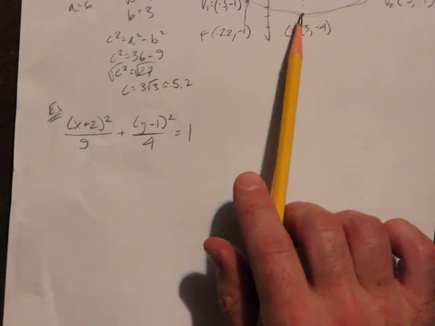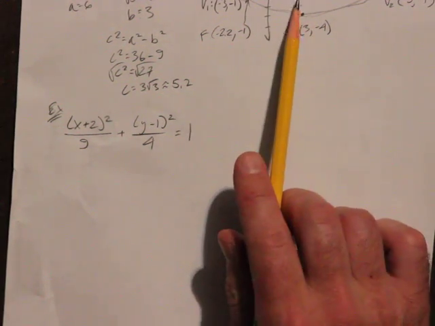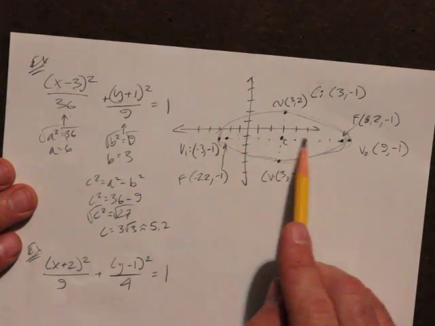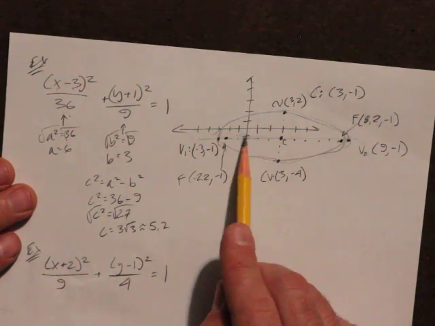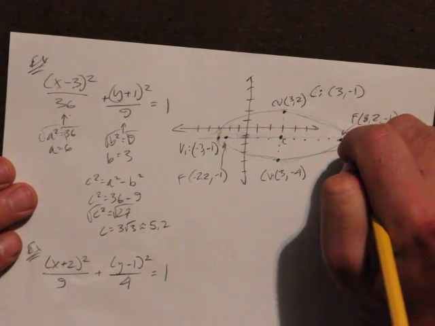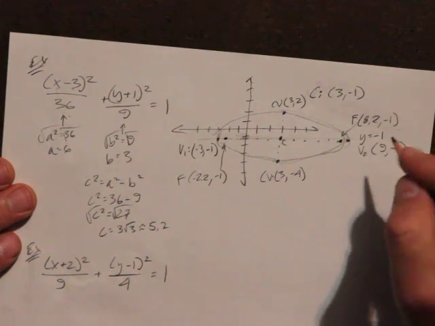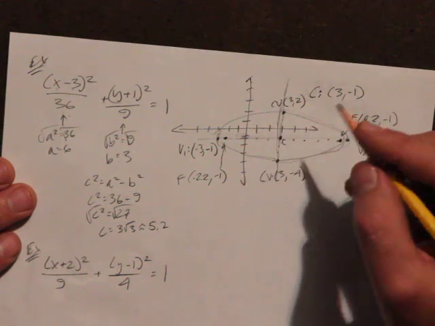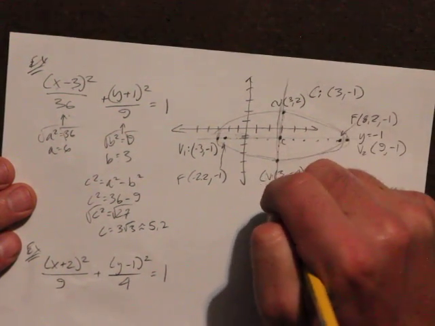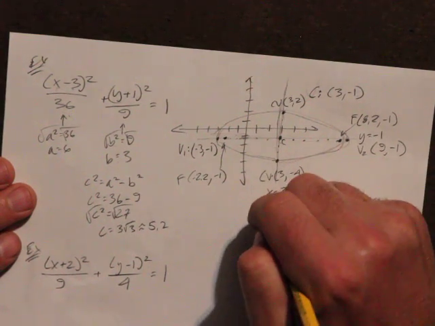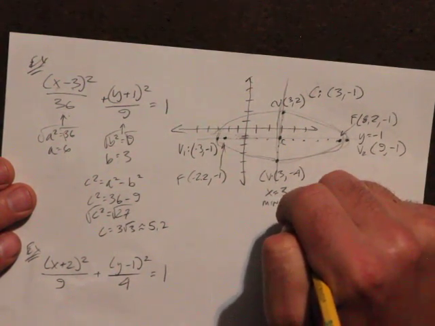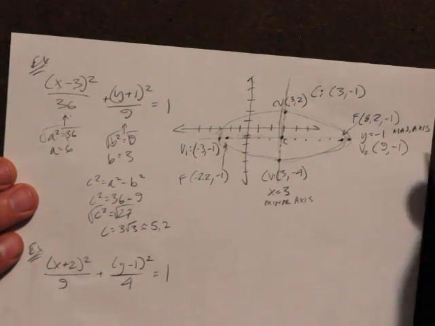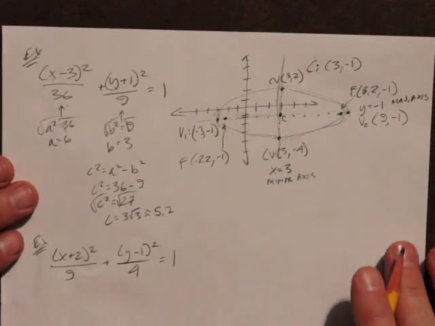Oh, one thing we didn't do here is we didn't list our major and minor axis. So let's do that really quick on this example back here. For this axis, it goes through negative 1 here. So my major axis is y equals negative 1. My minor axis is right here, and that goes through x equals 3. So x equals 3 is my minor axis. We didn't label those, but there they are.